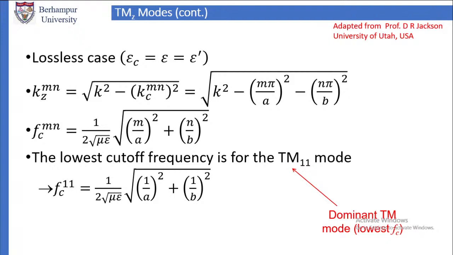In the dominant mode, if I put m is equal to 1, n is equal to 1, then fc in the dominant mode is equal to 1 by 2 root over of mu epsilon whole into root over of 1 by a square plus 1 by b square. That is in the dominant mode.